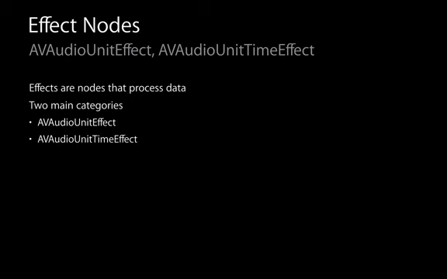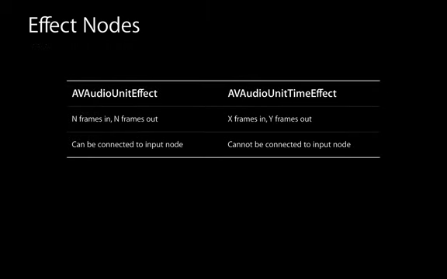And let's now talk about the last type of nodes in this section, effect nodes. Effect nodes are nodes that process data. So depending on the type of effect, they take some amount of data in, they process it, and push that data out. We have two main categories of effects. You have AV audio unit effects and AV audio unit time effects. So what's the difference between the two?